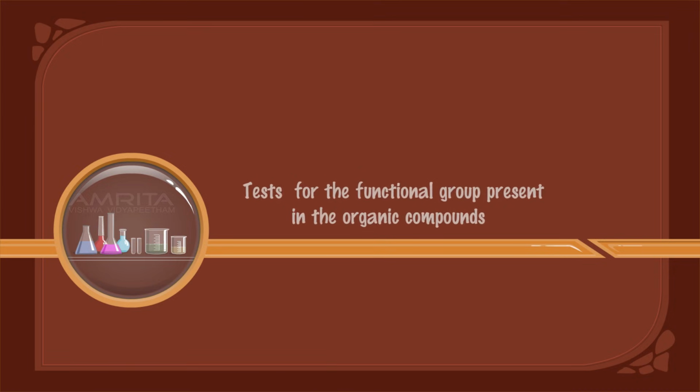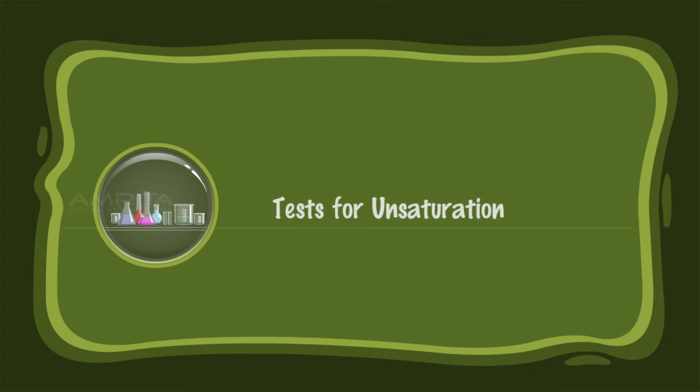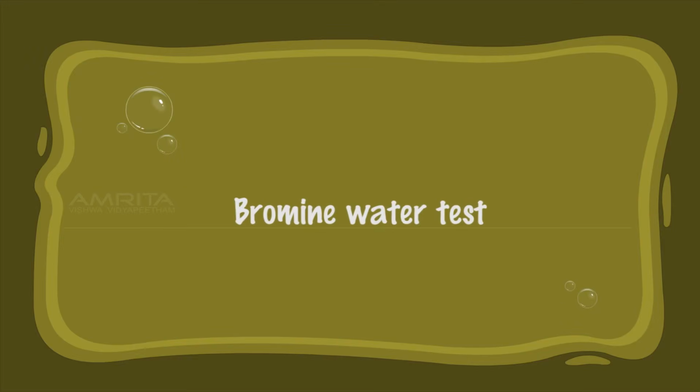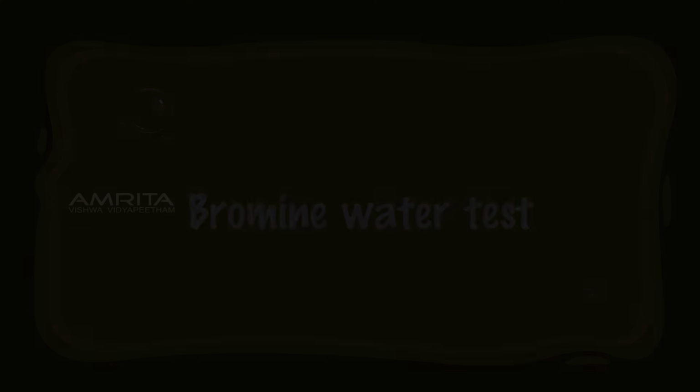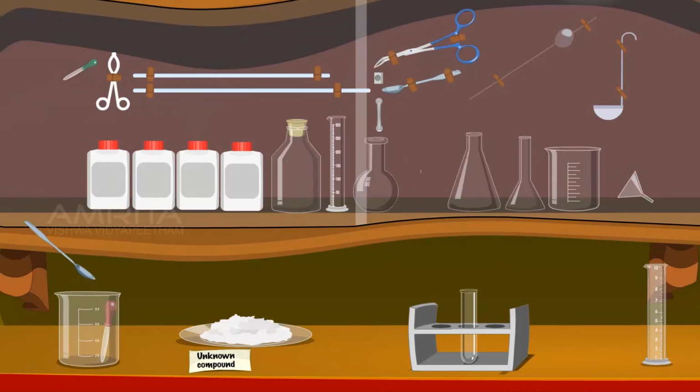Tests for the functional group present in the organic compounds. Tests for unsaturation. Bromine water test. Procedure. Take the unknown compound using a spatula.